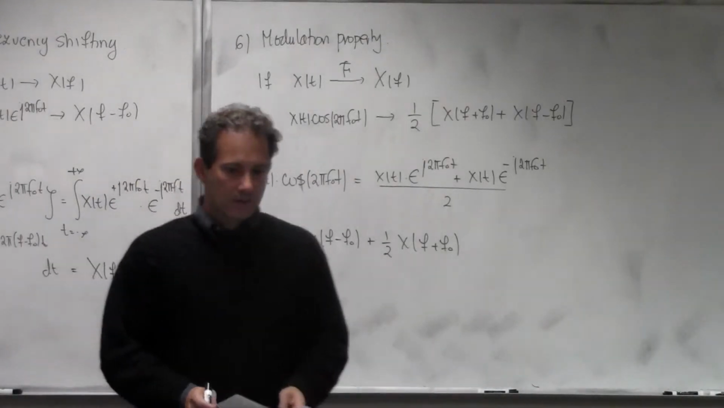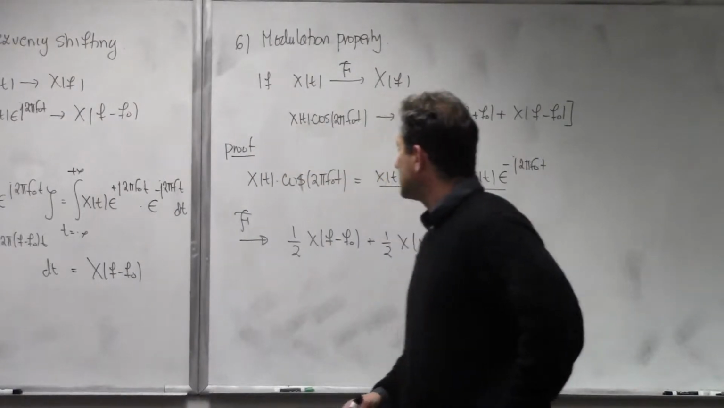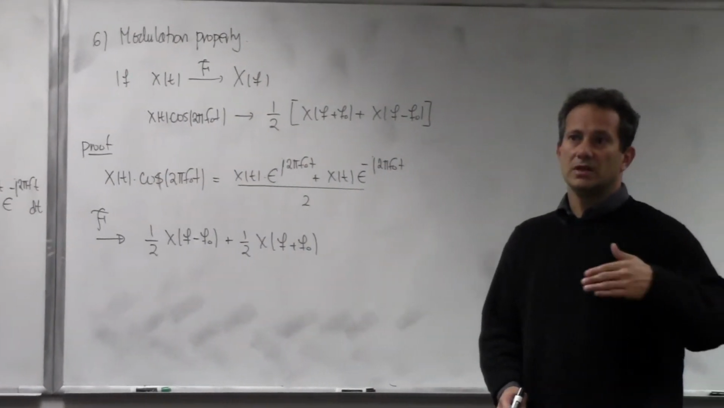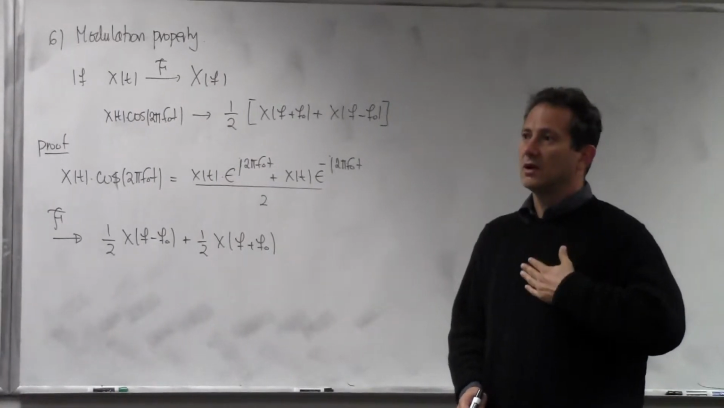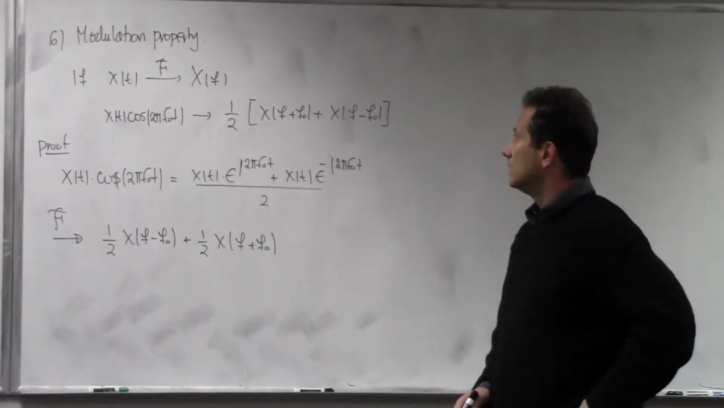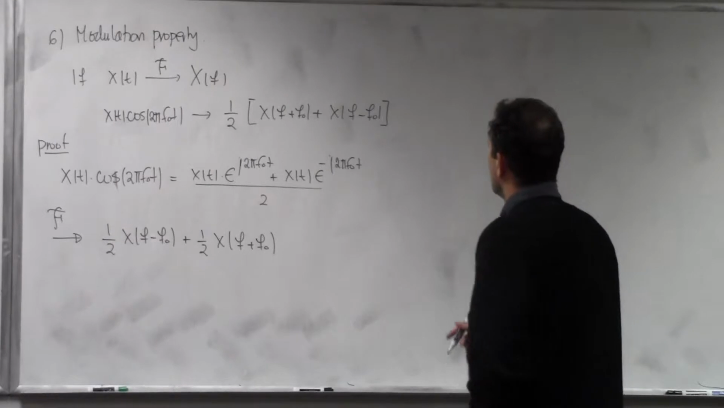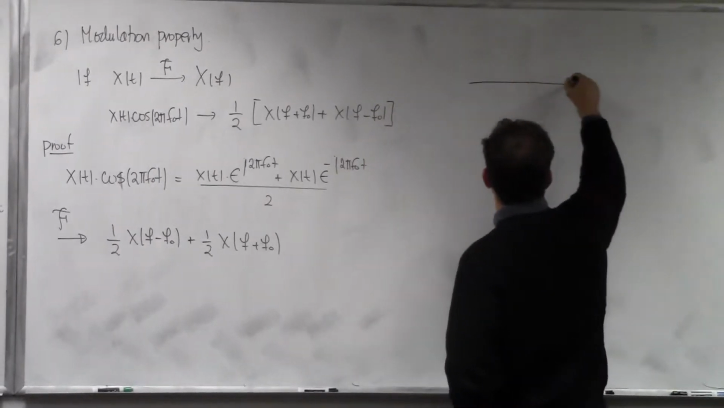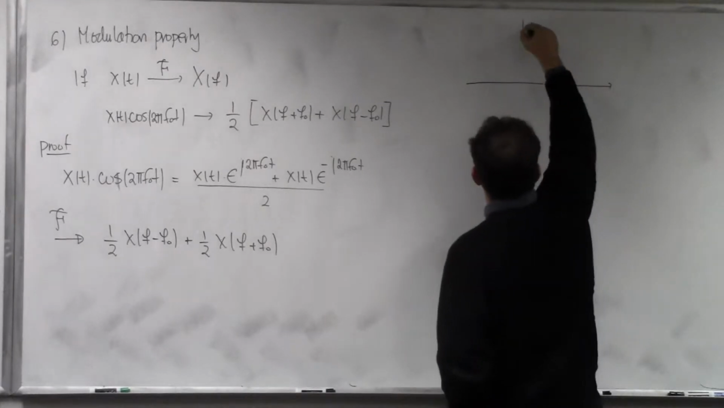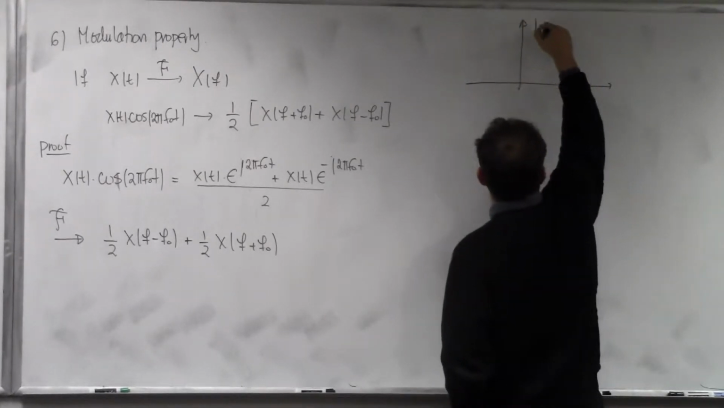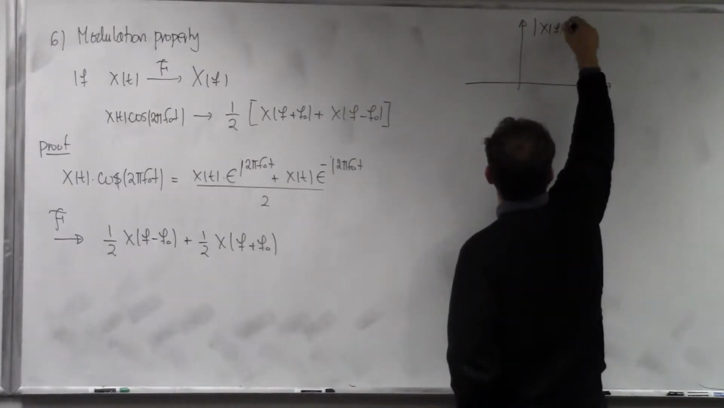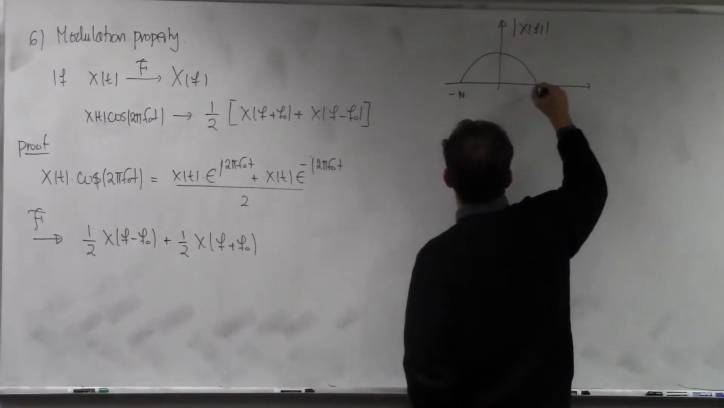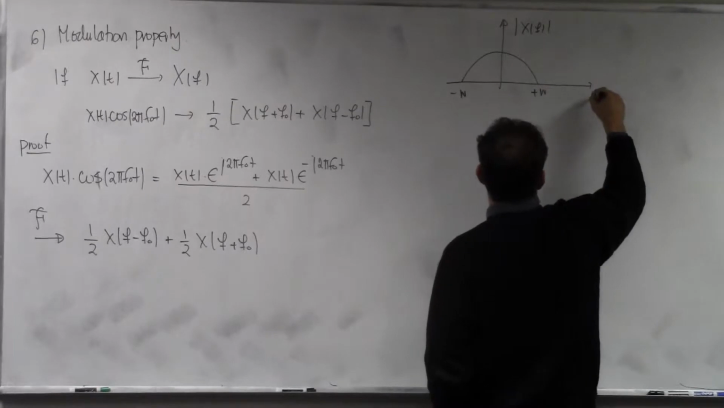Why is this one important? Because it tells us how we can actually translate the spectrum of the signal pretty much anywhere along the frequency axis. If I were to draw this, I'm just going to draw a magnitude spectrum. Let's say this is a magnitude spectrum of my signal, magnitude of x of f, and let's say it occupies some bandwidth from minus W to plus W.